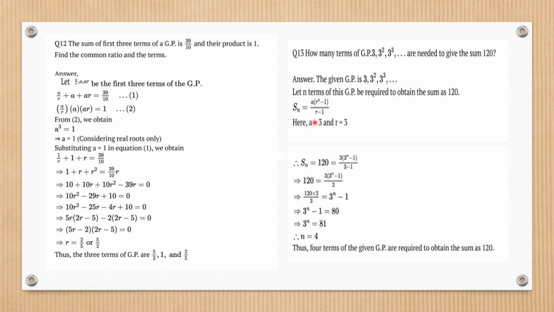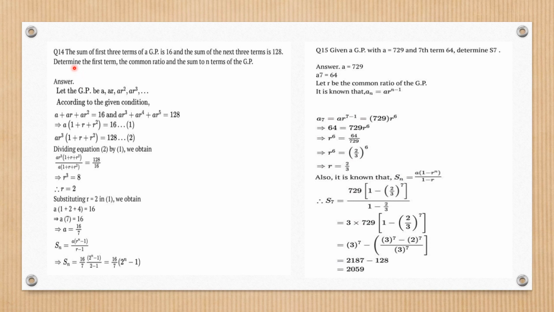So replace the values of A and R here. The question goes simple. When I solve it, 2 multiplied with 120 divided by 3 is equal to 3 raised to power n minus 1. So this gives you 80. This becomes 40 into 2, that is 80, and 3 raised to power n is equal to 81. I will just make it 3 raised to power 4, and by equating the powers I'll get the number of terms as 4.